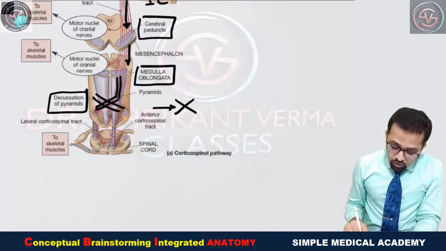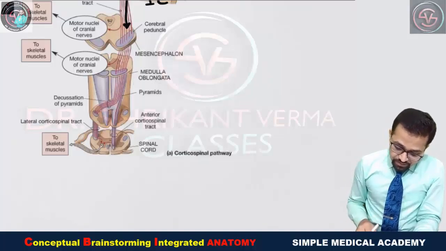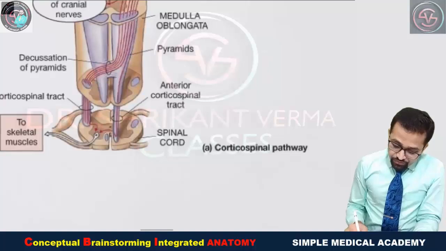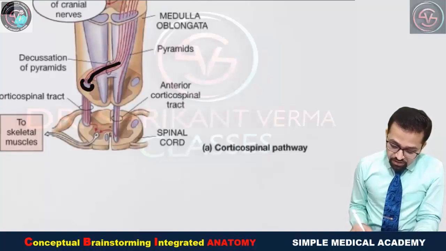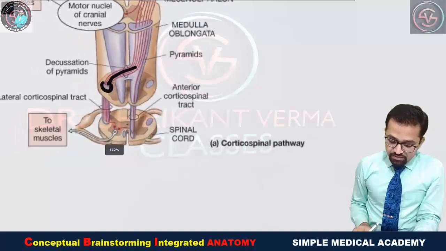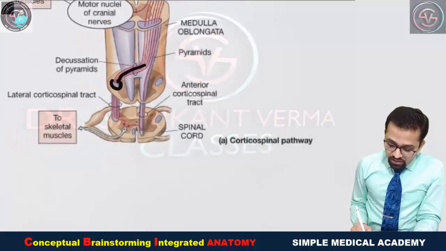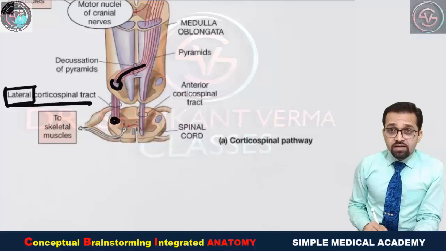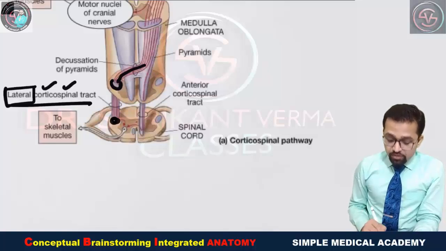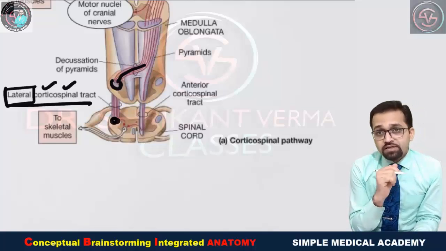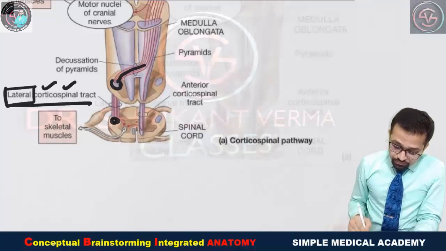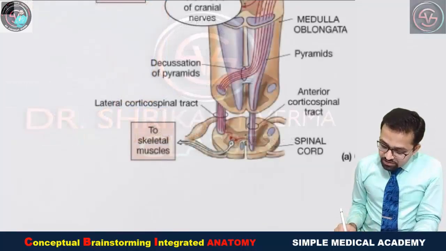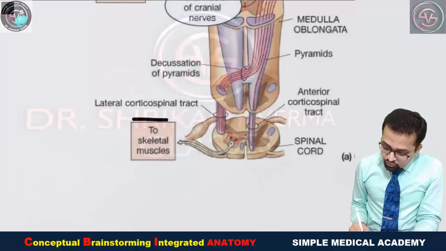Now try to observe that when these fibers are crossing, they are making a bundle. They are making a bundle on the lateral side of the spinal cord. That's why these are known as lateral. These fibers are coming down from the cortex to the spinal cord. That's the corticospinal tract.